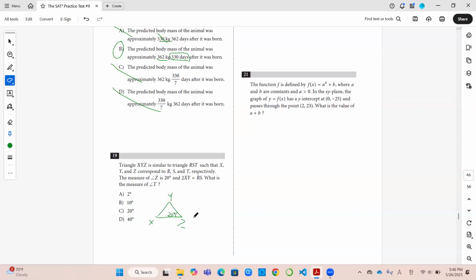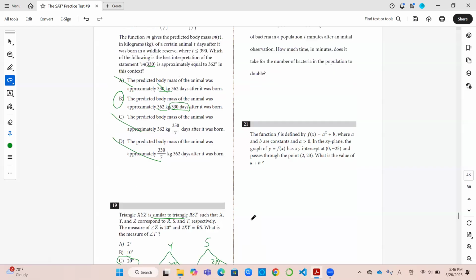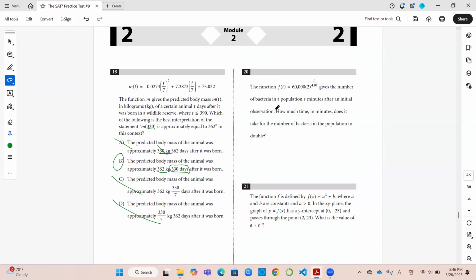I'll also write this here, RTS. Since this is a similar triangle, the angle of Z is the same as the angle of T. So that is why C, as in cat, is the correct answer. Okay. Moving on to question number 20.